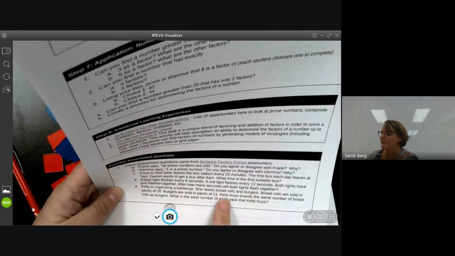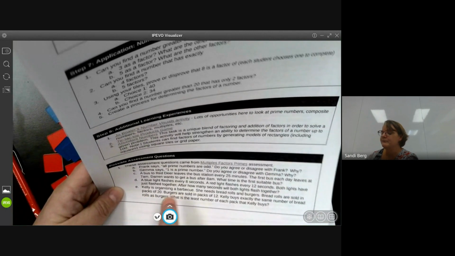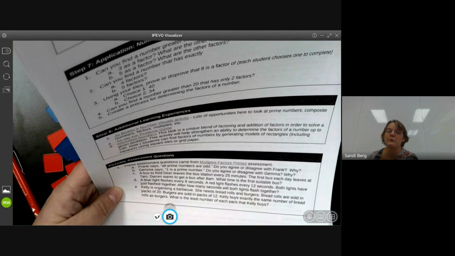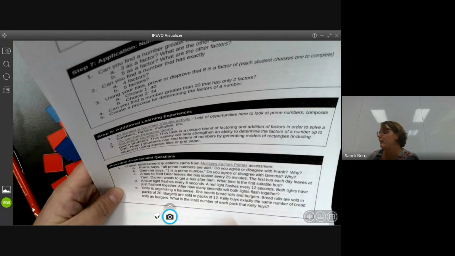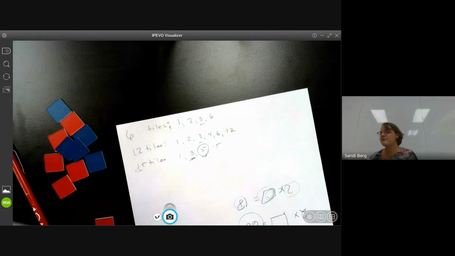And then here's a burgers and burger buns question that you can use as well for multiples. So I just threw a couple in there, and I linked where I got them off the internet as well. So lots of stuff in here.